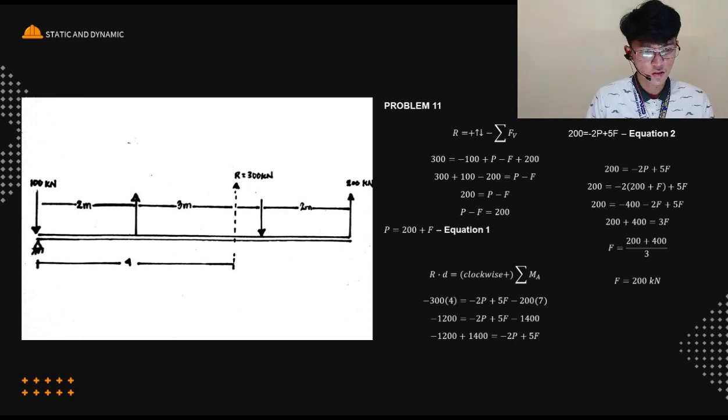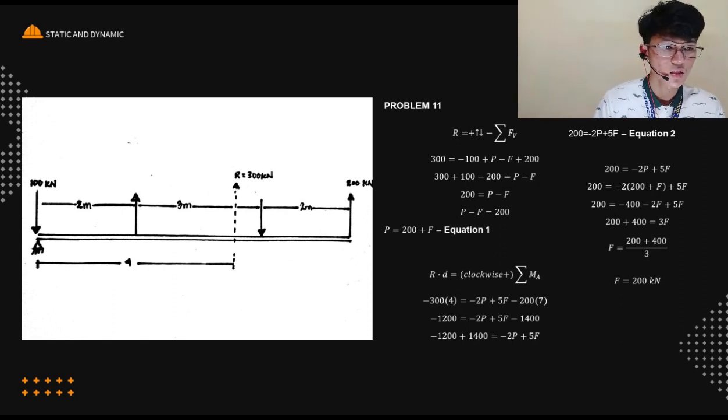So, simplify lang natin yon. So, makakuha natin is 200 equals negative 2P plus 5F. So, yun yung ating equation 2. Ngayon, para may makuha tayong value, ipapasok natin yung isang equation sa isa pang equation. So, using equation 2, gagamitin natin siya para ipasok yung isa pang formula na P.